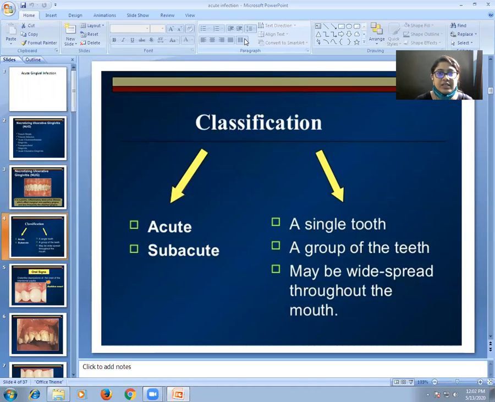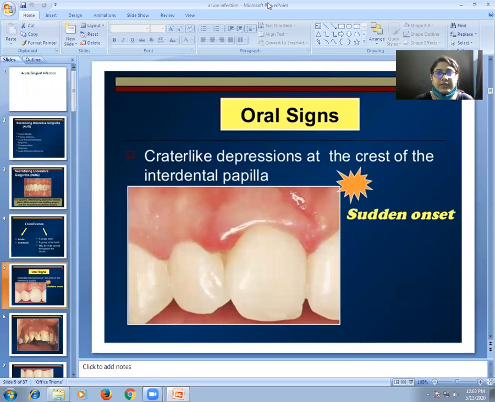Basically, acute gingival infection is divided into two types. The first one is acute and the second one is subacute. Acute necrotizing ulcerative gingivitis affects not only a single tooth but also a whole group of teeth, that is, it can spread to the whole mouth. There are different signs and symptoms of acute necrotizing ulcerative gingivitis.